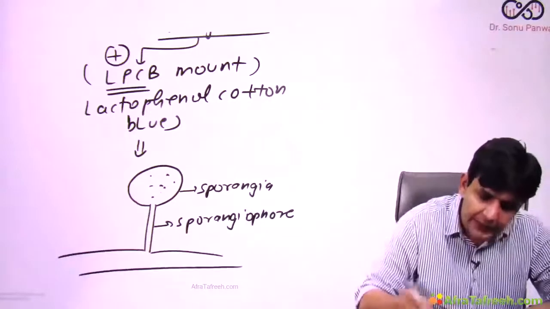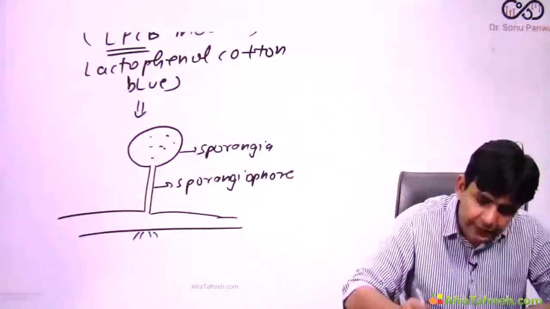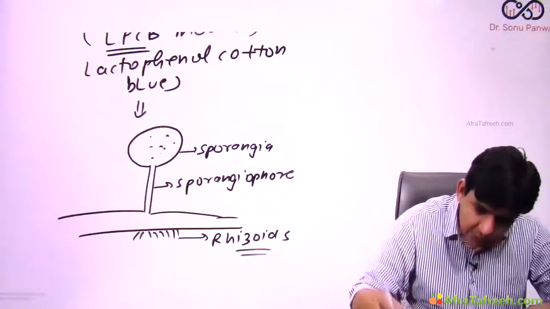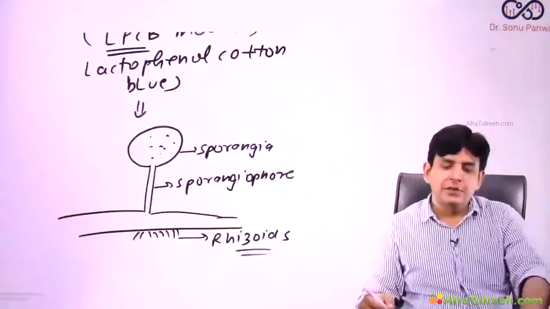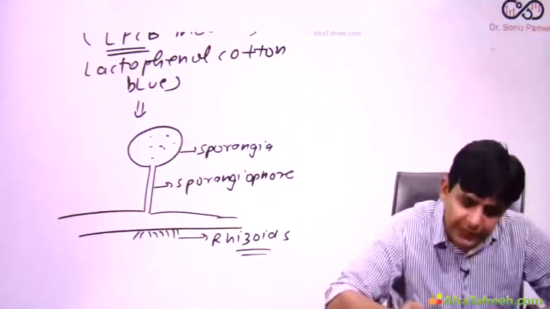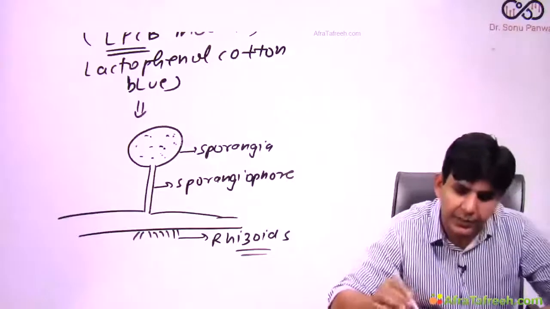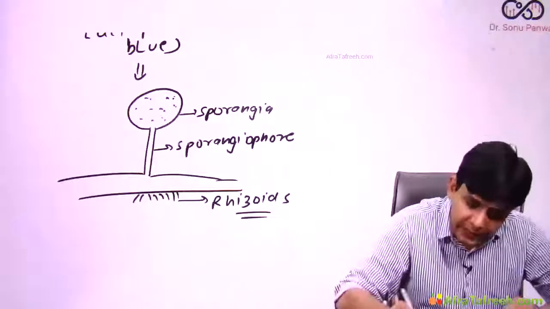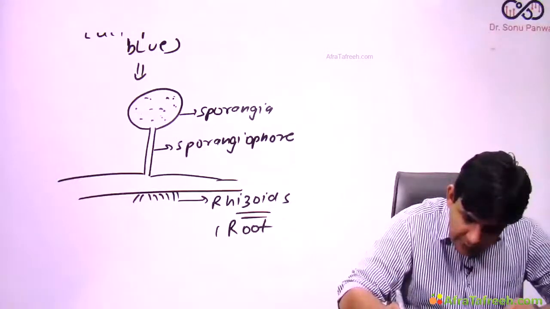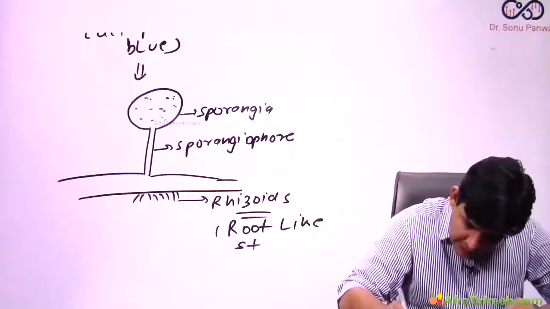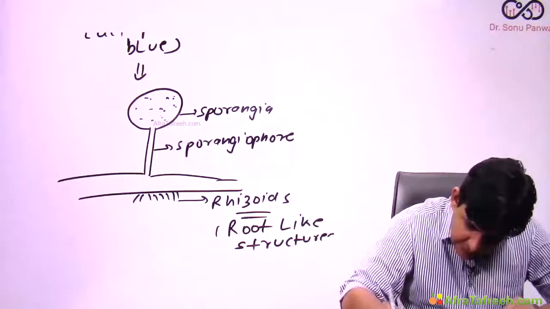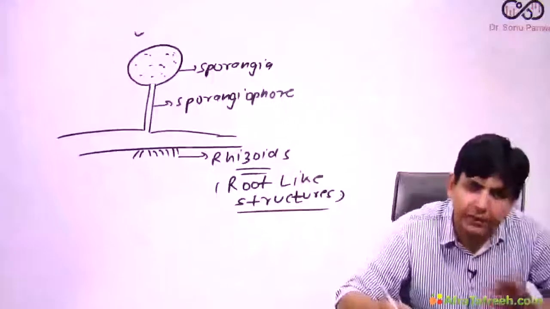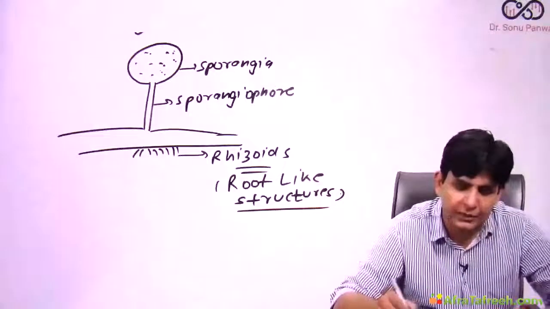And down you can see this type of thing. And what is this? These are root-like structures which you call rhizoids. The sporangia is there, sporangiophore is there, spores are there, and these rhizoids are there in this particular one. Rhizoids are root-like structures. So remember this also. And how to remember which is rhizopus, which is mucor, which is absidia?